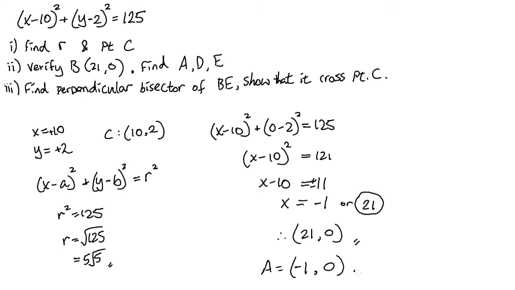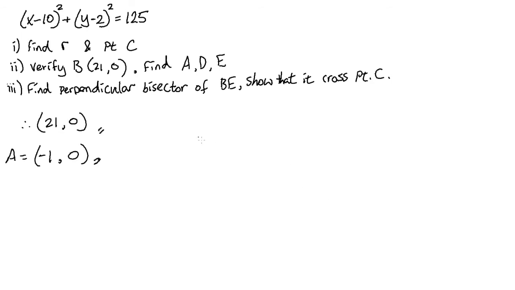So let's head on for D and E, where we need to sub in x is 0. Alright, so if we sub in x is 0, we get (−10)² + (y − 2)² = 125, and we know that this is equal to 100, so you subtract both sides by 100, you get 25 = (y − 2)².